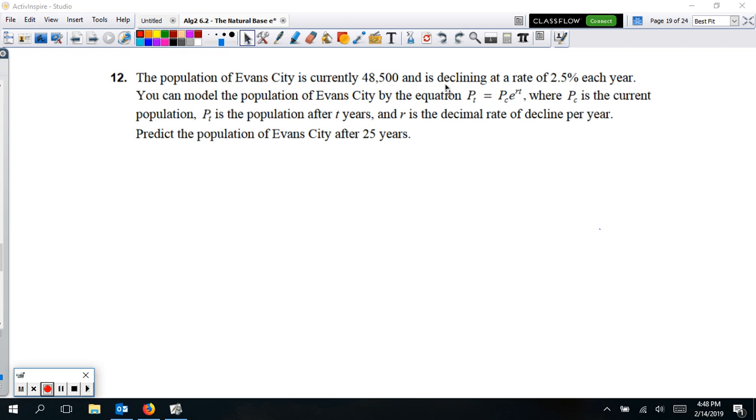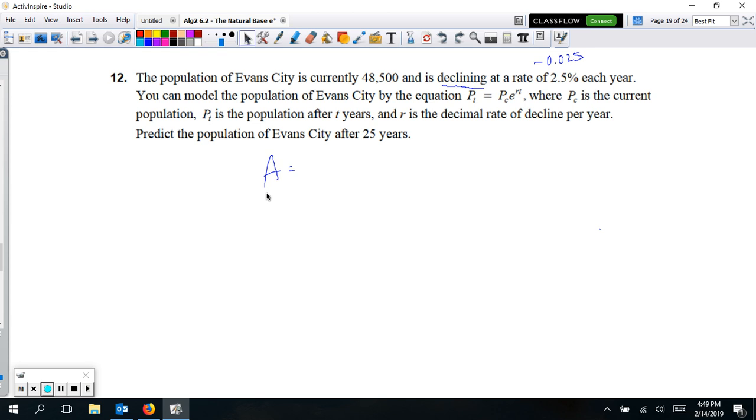The first thing we need to realize is that this is declining. This is decay. We're not growing. The population is not getting bigger, it's actually getting smaller. So as we make this percent a decimal, it's going to be a negative decimal number. Because it's declining, this will now be negative 0.025. As a decimal, we move the decimal back 2 places and get 0.025, but we have to make it negative because it's decay. We're declining, so the exponent for the e will actually be a negative number. So here we go, we're going to put it in.